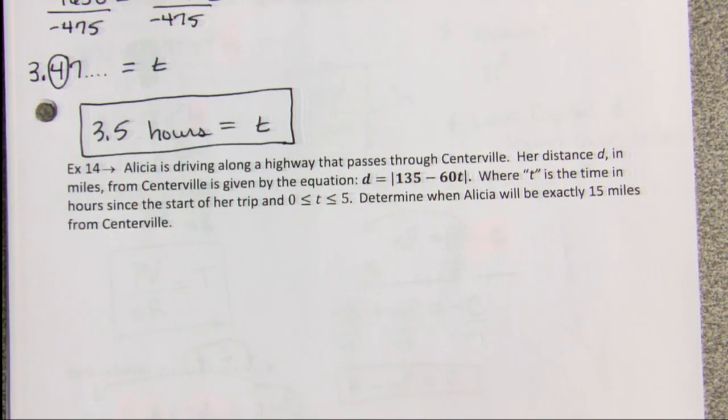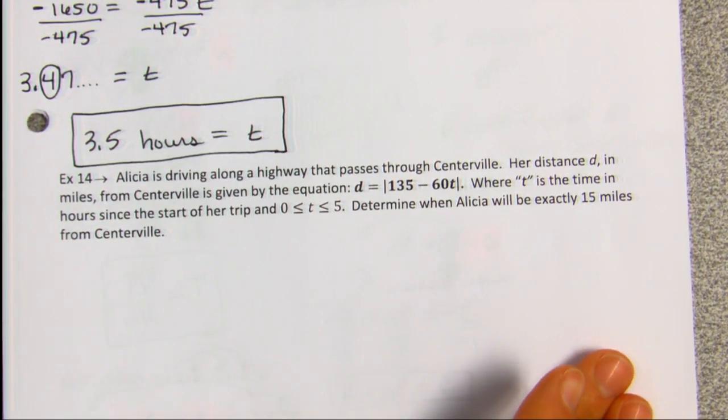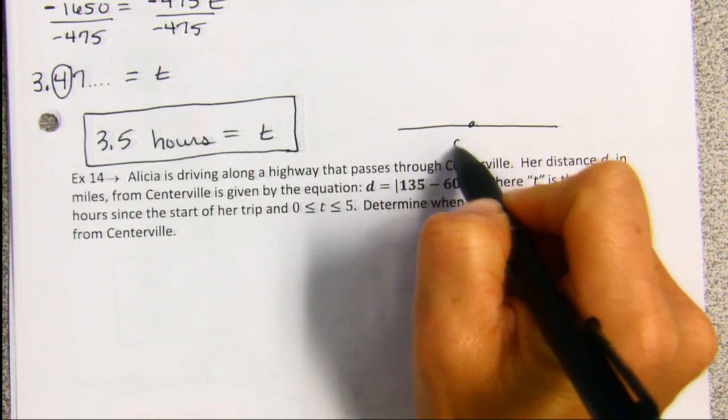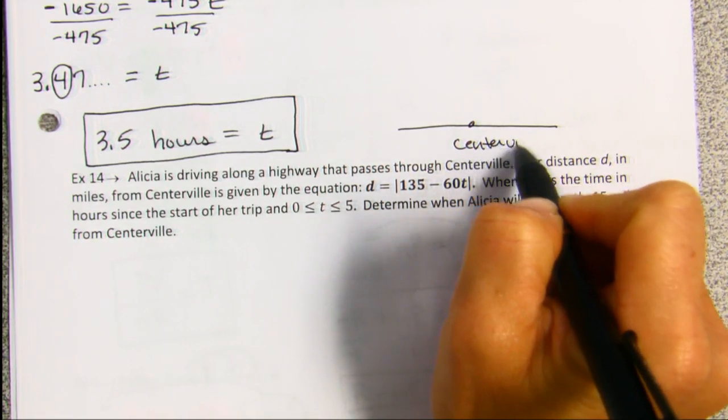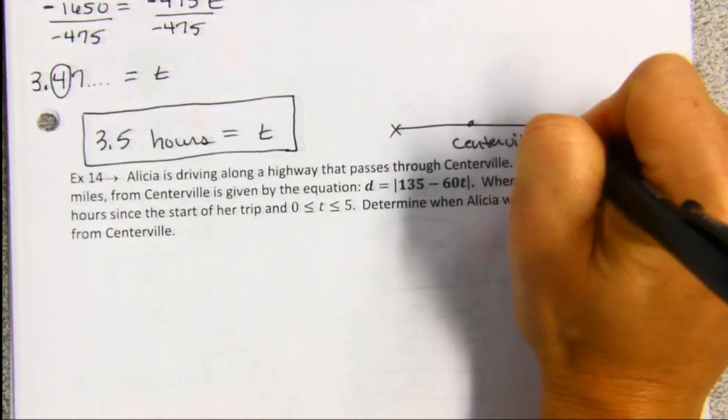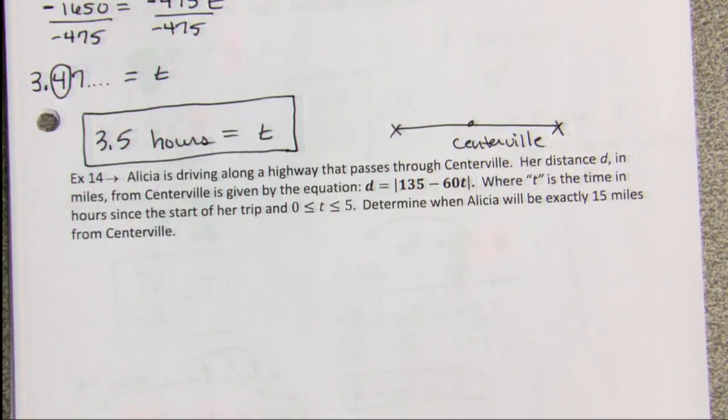Okay, let's look at number 14. So Alicia is driving along a highway that passes through Centerville. So we got Centerville right here. Her distance D in miles from Centerville is given by this equation. So we could be before or after Centerville, right? That's why we're doing an absolute value problem in this one. It says where T is the time in hours since the start of her trip.